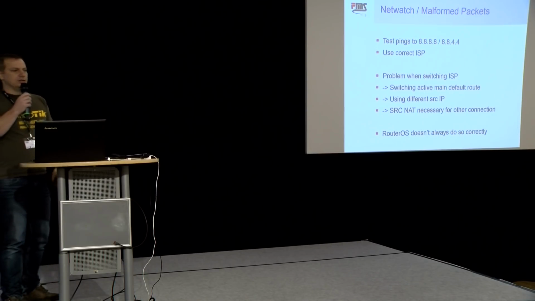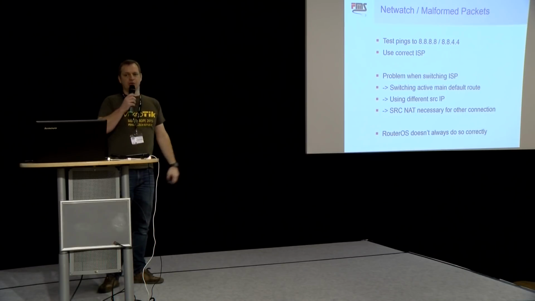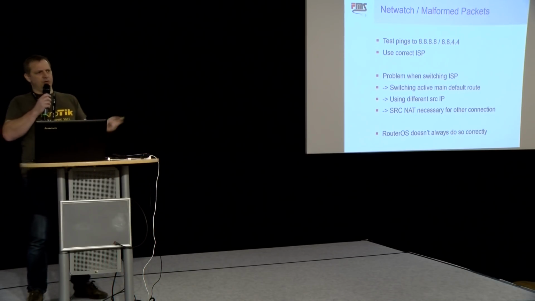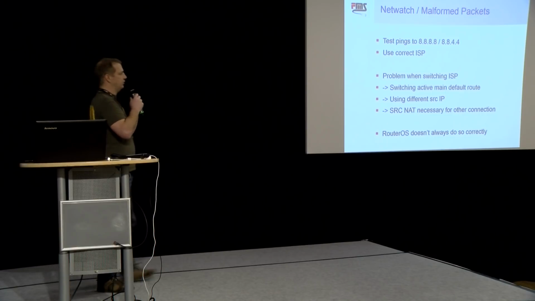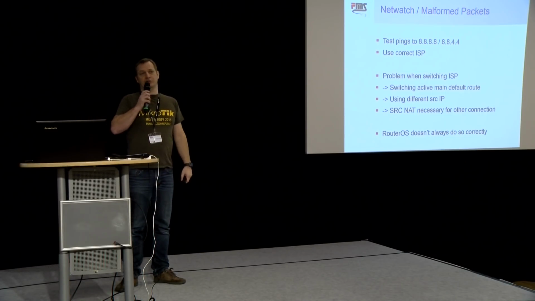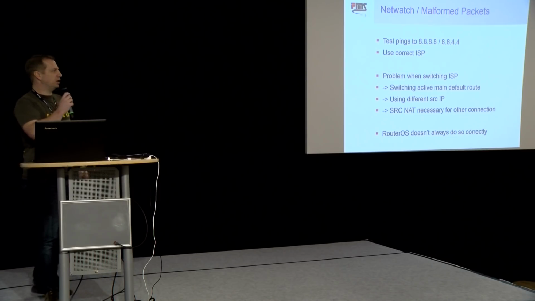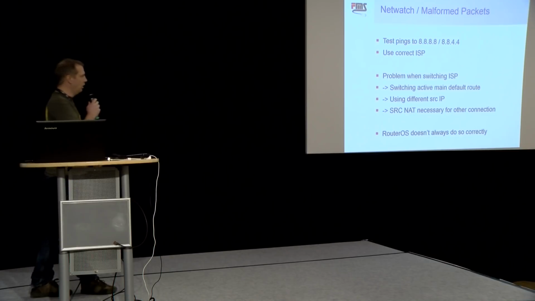So now we can test our pings to the two different locations, and we will see we are using the correct ISP. But if you're switching back and forth, you will see there is kind of a tricky problem. And honestly, I can't explain to you why it's there. I'm not really sure if it's even a bug in the kind of complex routing decision.